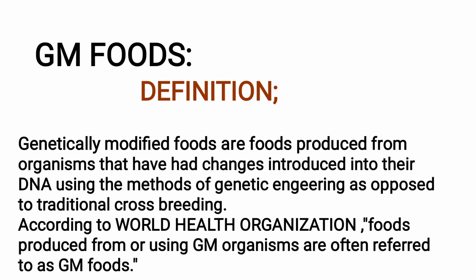First of all, the first content which we explain is the definition of GM foods. Genetically modified foods are foods produced from organisms that have had changes introduced into their DNA using the methods of genetic engineering as opposed to traditional crossbreeding. According to the World Health Organization, foods produced from or using GM organisms are often referred to as GM foods.